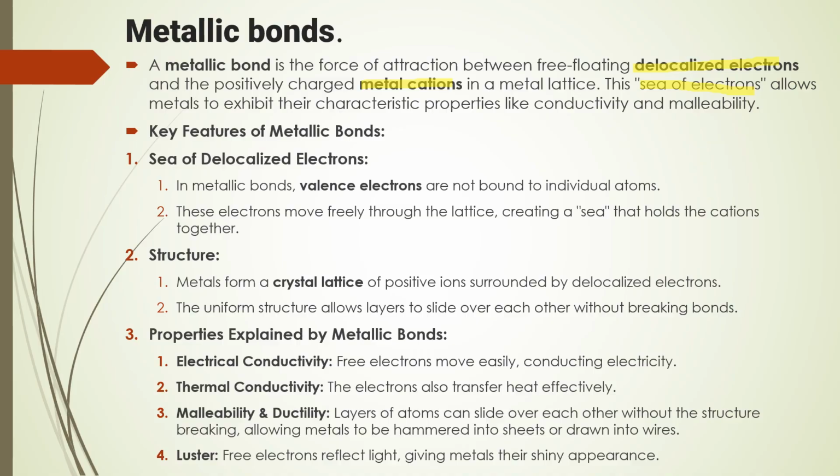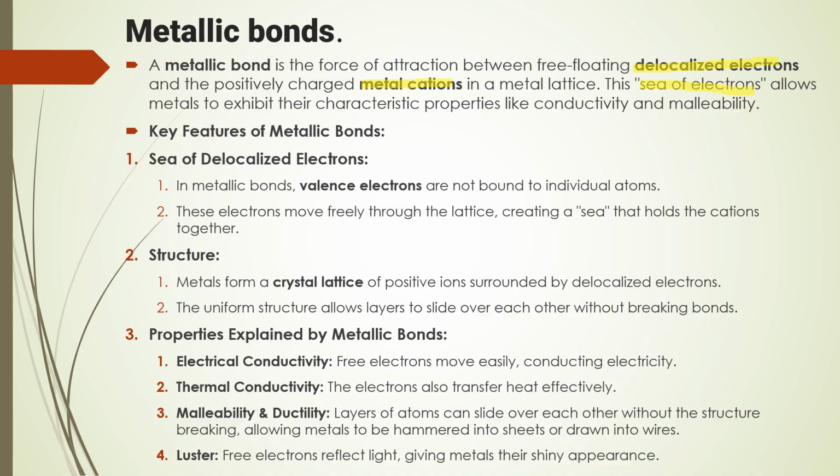Bond energy. Bond energy or bond enthalpy is the amount of energy required to break one mole of a specific type of bond in a gaseous molecule. It is measured in kilojoules per mole, and it represents the strength of a chemical bond. The higher the bond energy, the stronger the bond. For example, the H-H bond energy is 436 kilojoules per mole. Now we compare it with others to see if it is stronger or not.